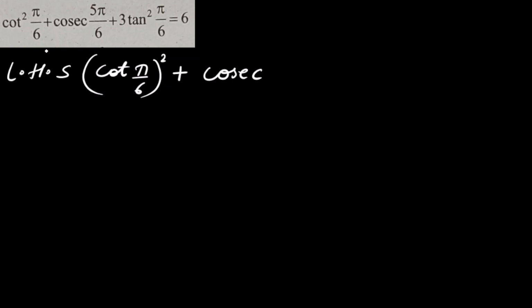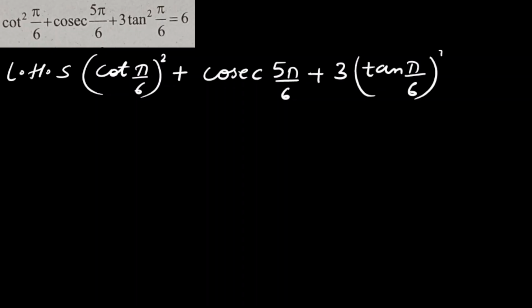Now we know this thing. This is 5 pi by 6 as it is. First of all, I'll write plus 3 tan pi by 6 whole square. Again, with tan square there, that means whole square should come. Don't write whole square on 3 also. This is not on 3. This is only on tan. So from here we are writing the bracket.